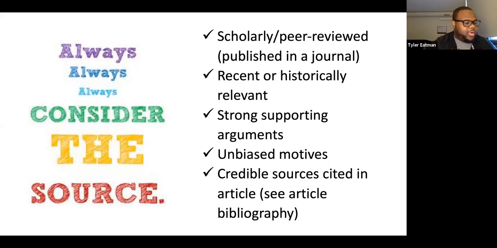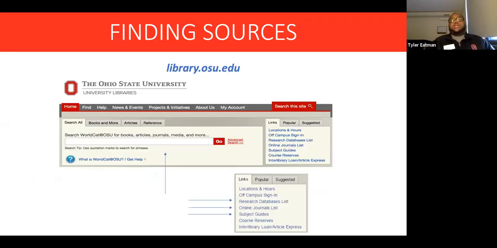And credible sources cited in the article. So see the article's bibliography. Definitely look at that and see if you can find even more sources to write about. Because when you look in the bibliography, there's source after source, and you get more in depth with each topic.